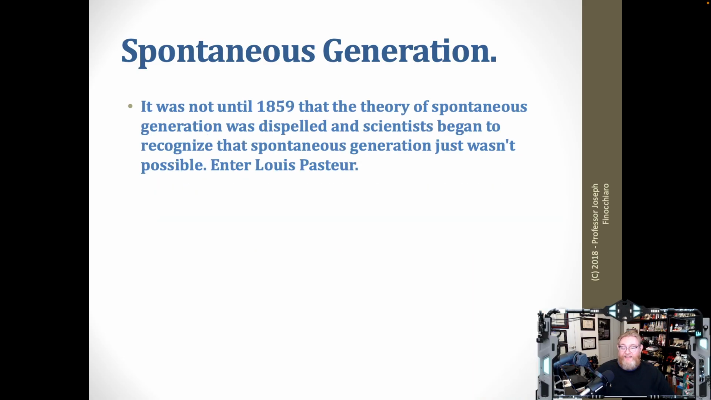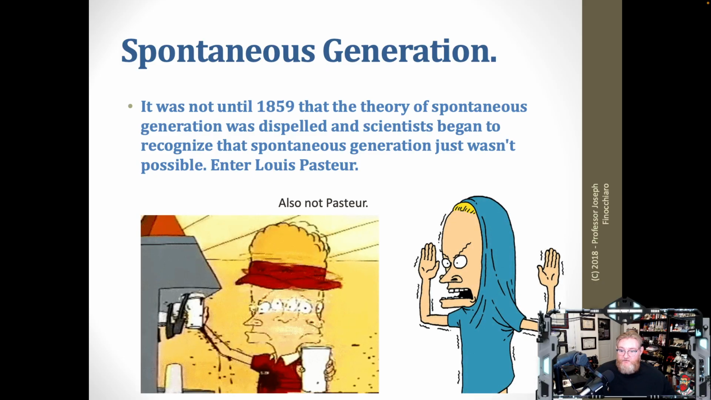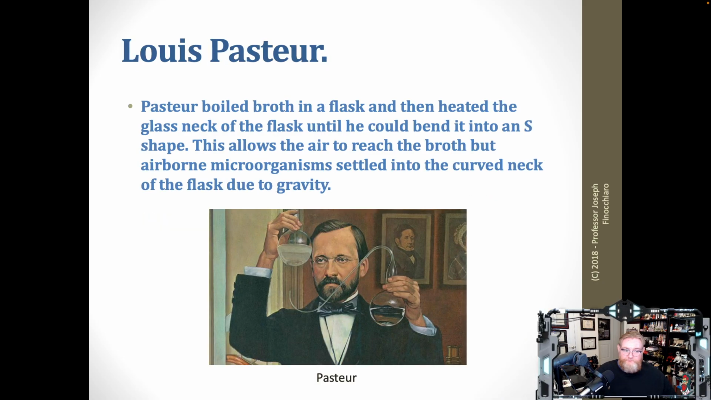It was not until 1859 that the theory of spontaneous generation was dispelled and scientists began to recognize that spontaneous generation just wasn't possible. Enter Louis Pasteur. Pasteur boiled broths in a flask and then heated the glass neck of the flask until he could bend it into an S shape. This allowed the air to reach the broth, but airborne microorganisms settled into the curved neck of the flask due to gravity.